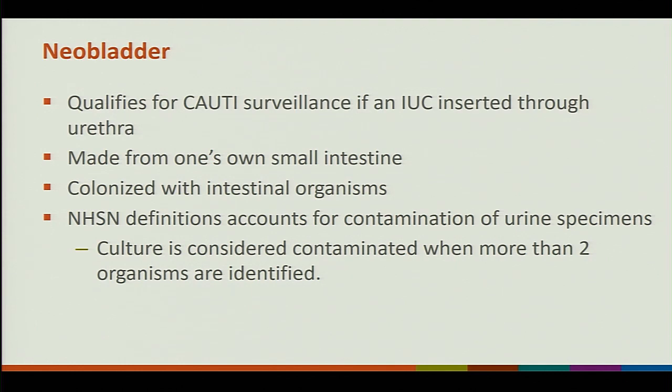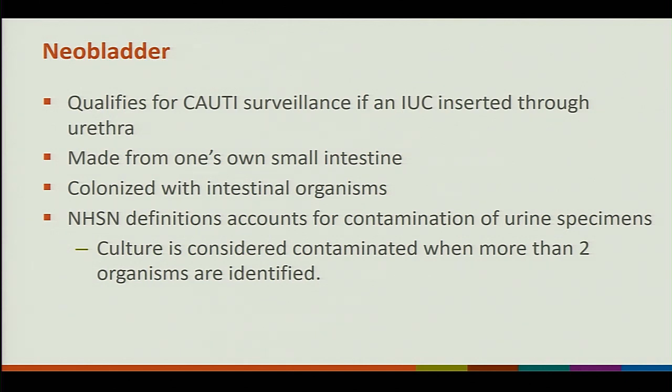A word about neobladder, because we've had several questions about this. In effect, these devices become the urinary bladder for the patient, and therefore, if a urinary catheter is inserted through the urethra and into one of these bladders, it is included in the CAUTI surveillance. The neobladder is made from a piece of a person's own small intestine, which is formed into a pouch and positioned inside the body in the same position as the original bladder. With this procedure, most patients can void normally. There is some concern for intestinal flora colonizing the bladder.